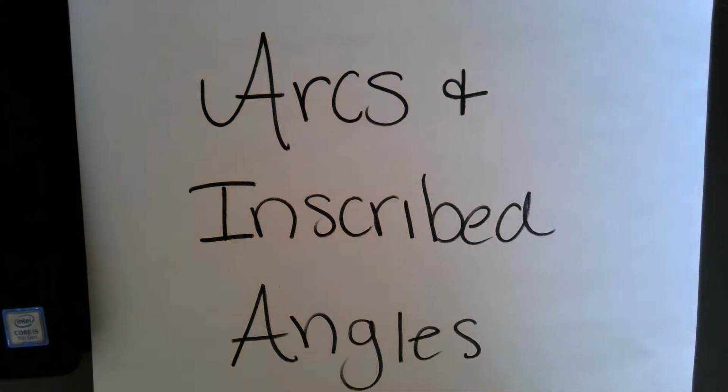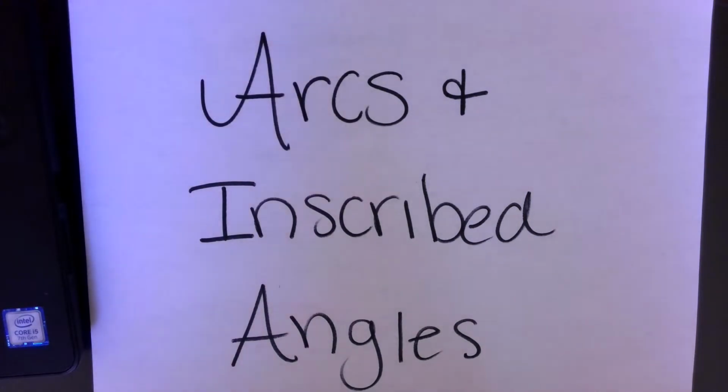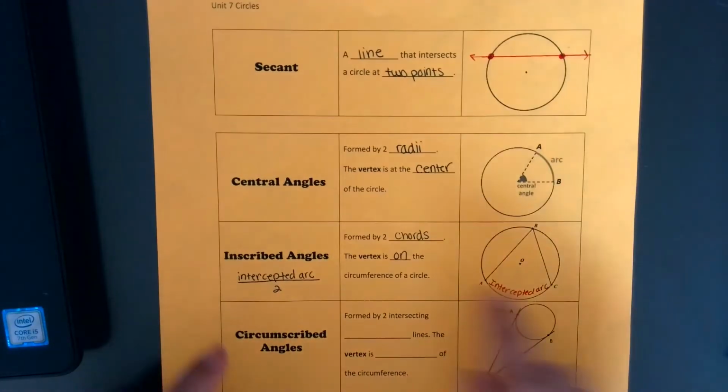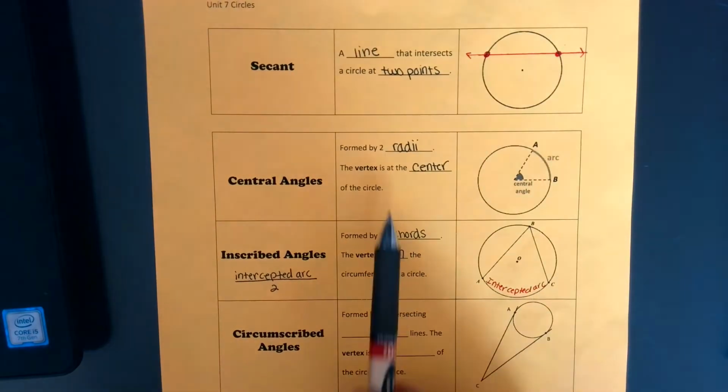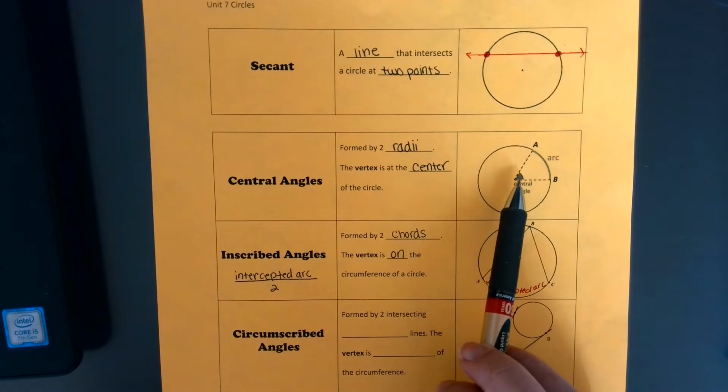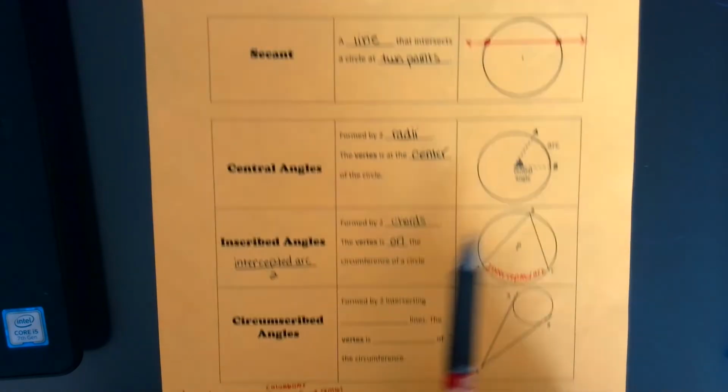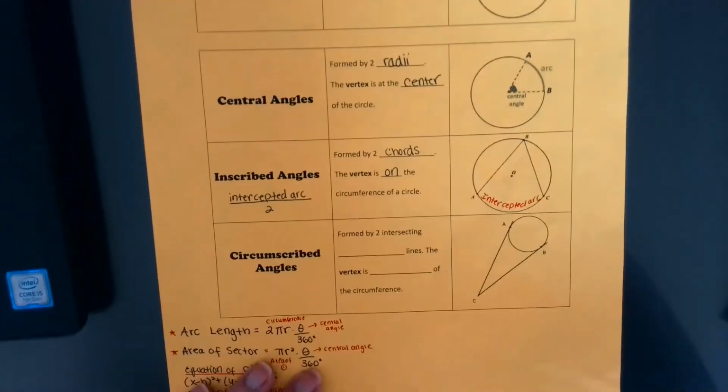Okay, so for this video, we're going to talk about arcs and inscribed angles. So let's first talk about what is an inscribed angle. From your guided notes that we had at the beginning of the unit, we went over central angles. That's when the vertex is at the center of the circle. Now we're going to talk about inscribed angles.